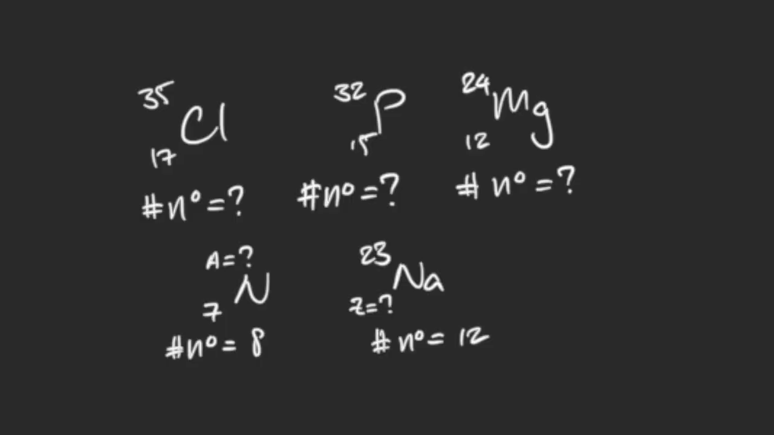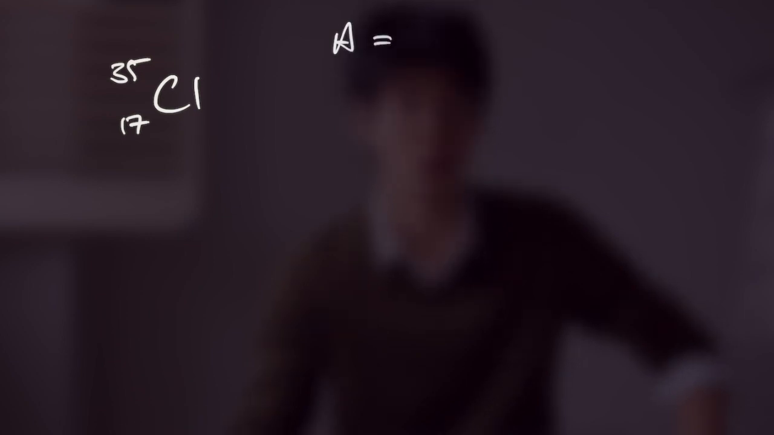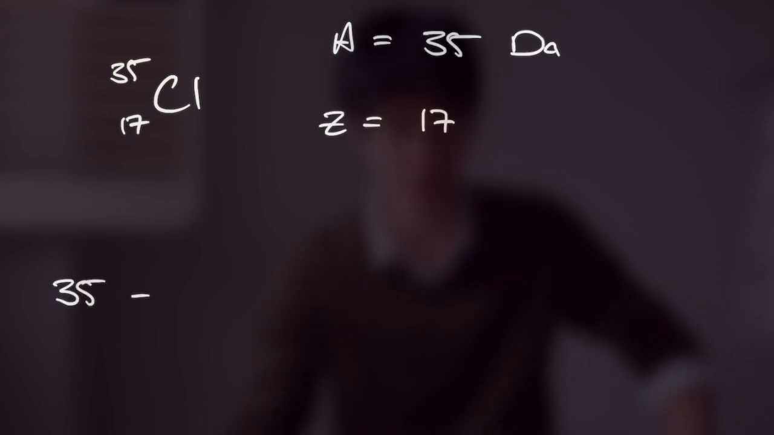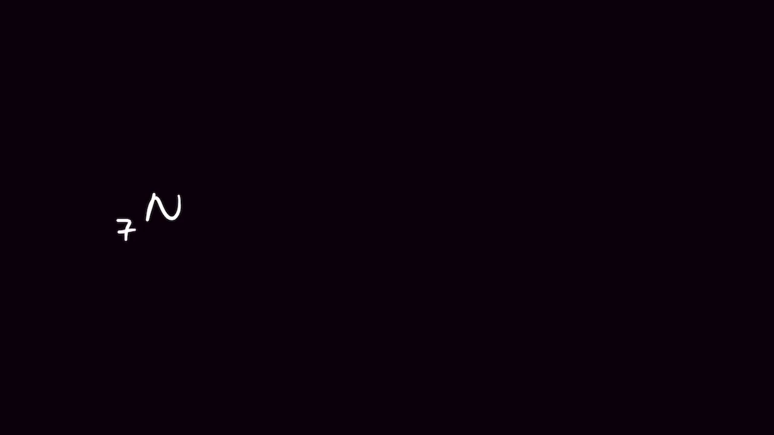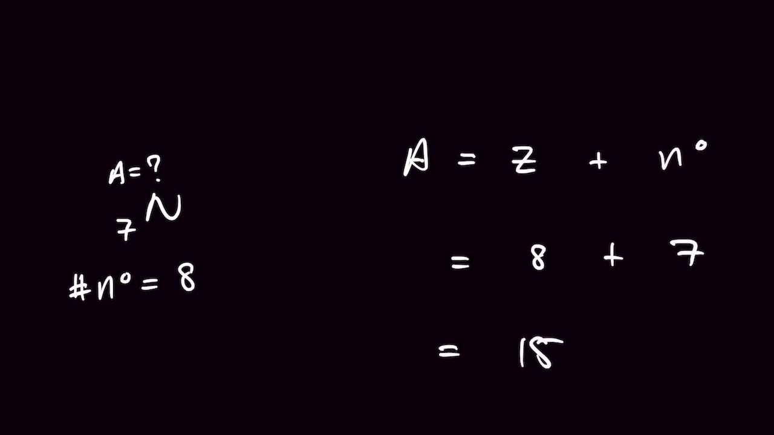Just for fun, let's look at a couple of different examples. Even if you think this looks way too easy, humor me and just try a couple. For example, if we look at this atom of chlorine, we know that it has a mass of 35 daltons and has 17 protons. 35 minus 17 gives us 18. And so we know that this atom of chlorine must have 18 neutrons. Next, let's look at this atom of nitrogen. It has an atomic number of 7 and has 8 neutrons. What's its total mass? Well, we can add up the mass of the neutrons plus the mass of the protons, which gives us 8 plus 7, which equals 15.